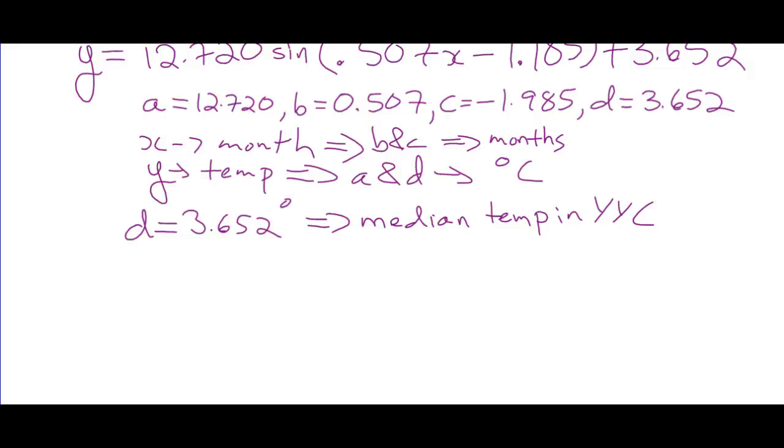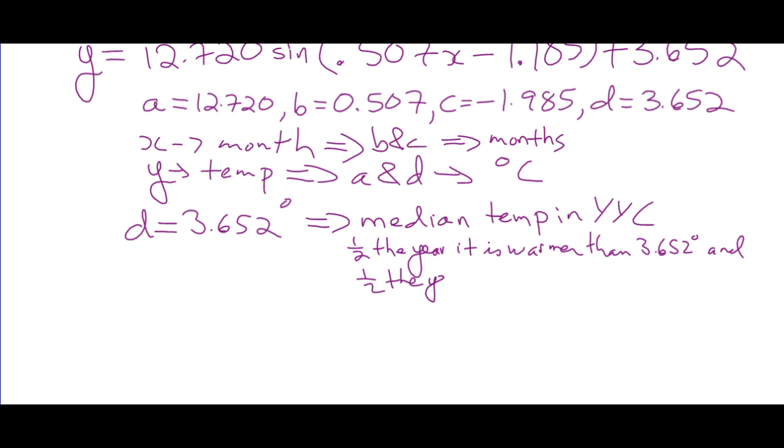You should be at this point questioning, why do I live here? 4 degrees, right, is the average temperature. I mean, okay, so that's the median temperature in Calgary. What does it mean? Half the year it is warmer than 3.652 degrees, and half the year it is colder. So it's the average, the median, the middle temperature, right? Half the year is colder than 3.652 degrees.